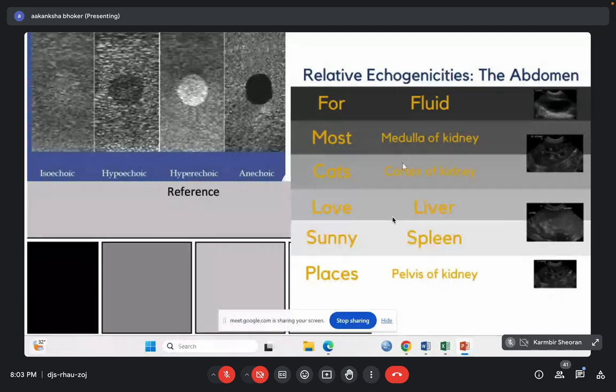So, for remembering the echogenicities of the various tissues, we can remember it by a mnemonic. For most cats, love sunny places. So, any fluid will be black. Then, renal medulla is having higher echogenicity, followed by renal cortex, then by liver, spleen, and then prostate, or they have said pelvis, renal pelvis. So this is a criteria where we can match the echogenicity, because in normal it will be like this.